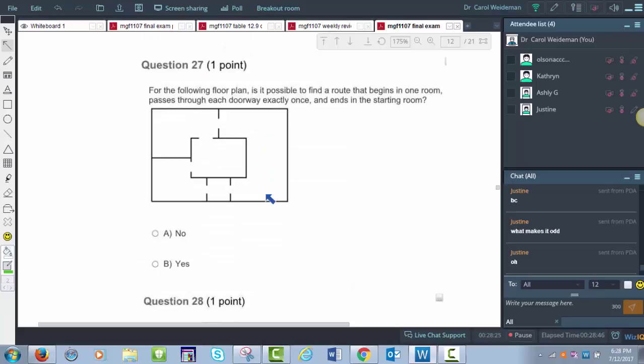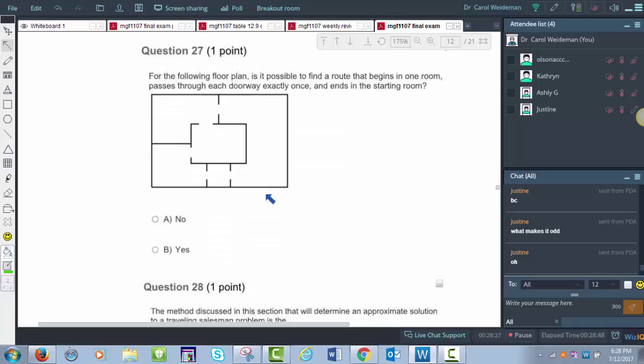All right. For the following floor plan, is it possible to find a route that begins in one room, passes through each doorway exactly once, and ends in the starting room? So let's say, for instance, we start here. So we could go here, here, here, here, here, here. Could do that, right? So it looks like the answer for this one is yes.